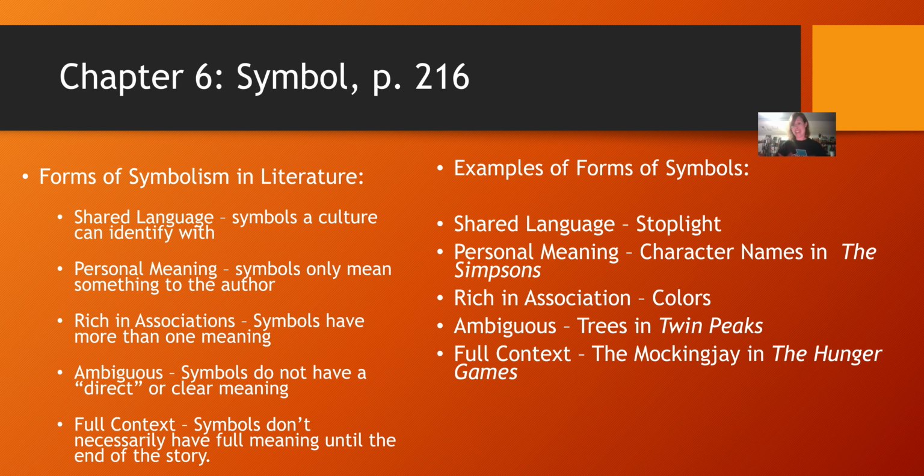Personal meaning is exactly the opposite of that, and this is where symbols only mean something to the author. One of my favorite examples of this is Matt Groening, who created the show The Simpsons. He's from Springfield, Illinois, and most of his characters are named after streets in Springfield, Illinois. So Homer Simpson is named after Homer Street in Springfield, which is kind of crazy. Several characters in that show have that naming system, that nomenclature.